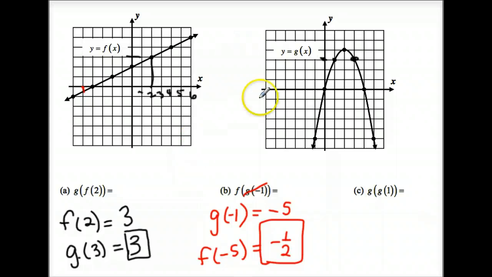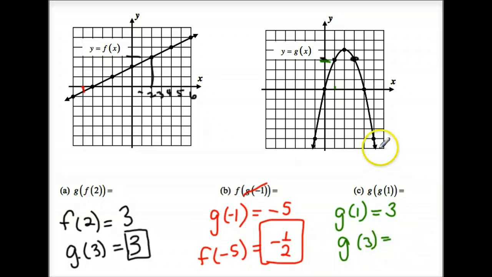Letter C says g of g of 1, so this becomes g of 1 using my g function. 1 is right here, so I go up, and it's this point right here. Remember, I'm trying to get the output, my y value. That's why I keep looking at my y-axis. This is 1, 2, 3. And then I replace that. g of 3 is equal to, so I'm still on my g graph, 1, 2, 3, go up. g of 3 is actually 3, which is my final answer.